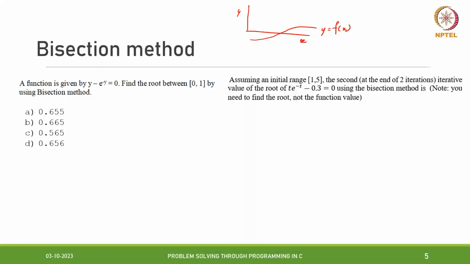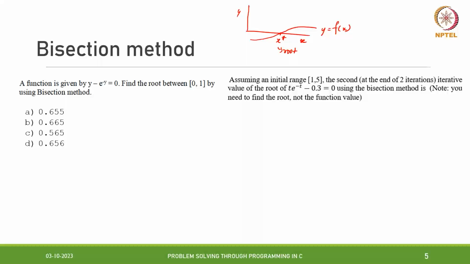Now what we need to do is find this root. That means we need to find the value of x for which f of x is 0. So we need to find this x star. The root is where the f of x value becomes 0. I need to find that x star. That is why the bisection method is used. It is one of the methods used for finding roots.